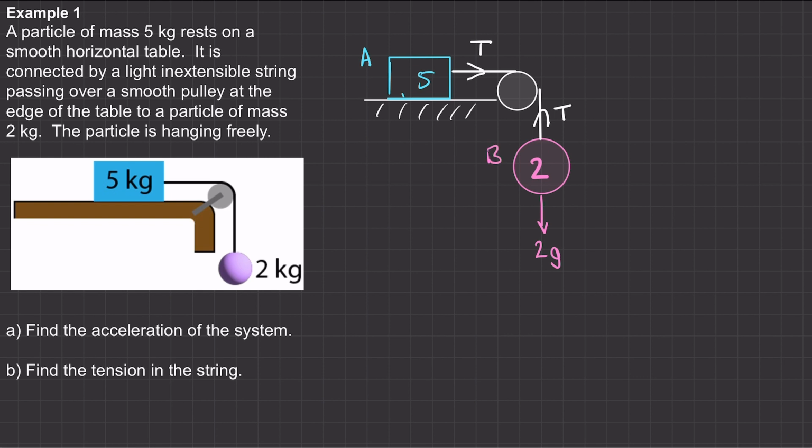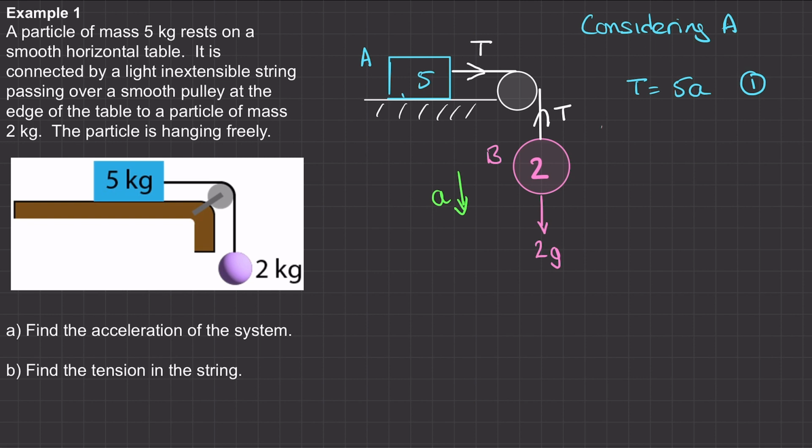So now I'm going to consider A and B separately. So we'll begin with A. Because the system is moving downwards, we know there's an acceleration acting in this direction. Then the box will be moving towards the pulley. So this tension will be equal to the mass of particle A times the acceleration. And we'll call this equation 1.